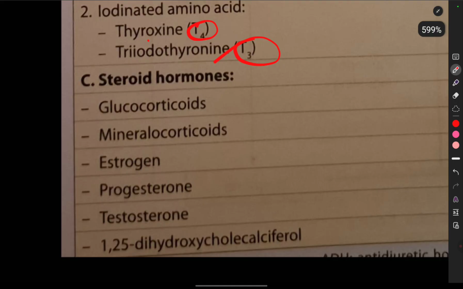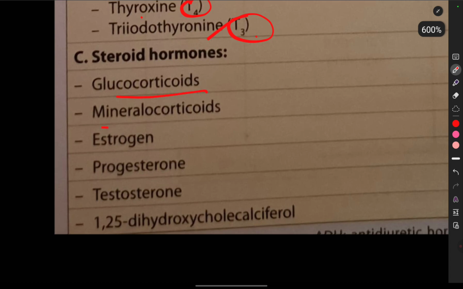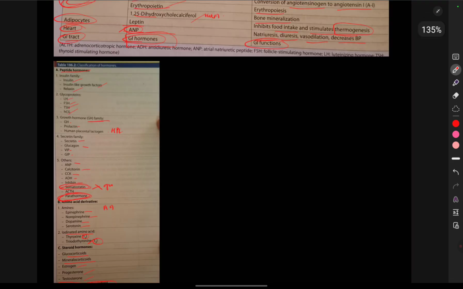Okay, so T3 and T4, those are the iodinated amino acids. Steroid hormones, we have the glucocorticoids, mineralocorticoids, estrogen, progesterone, testosterone, and 1,25-dihydroxycholecalciferol. These are the steroid hormones, and this is it for the video.